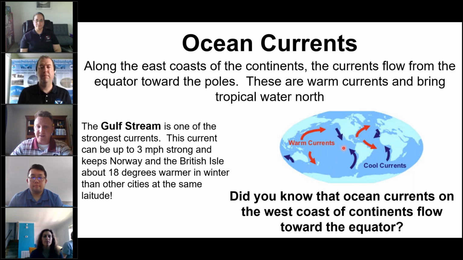So like I was saying, the currents on the west coast are going to be coming from the poles. They're going to flow towards the equator, and on the east coast of continents, they're going to be moving away from the equator. So the source, the equator: warm, moving away. The source, poleward waters: cool, moving towards the equator.